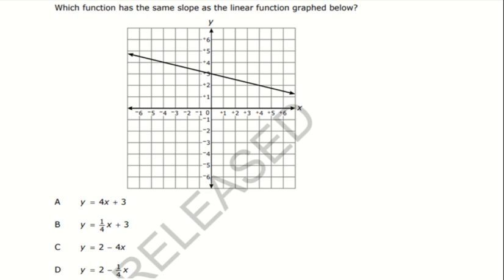All right, so this one's asking, which one has the same slope as the table? Or as the graph, I mean. So it doesn't ask you which one has the same equation, does it? All right? So it doesn't have to have the same y-intercept, it just has the same slope. So for that graph, is that a positive or negative slope? Negative. A has a positive slope, B has a positive slope. C and D are the ones with the negative slopes.